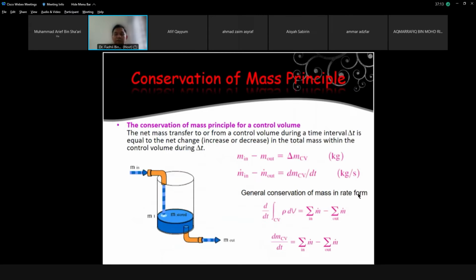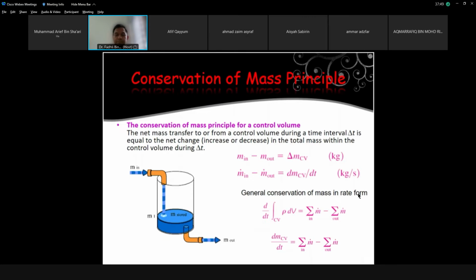Okay. Still in conservation of mass principle. So here m dot equal to m dot in equal to m dot out. This is for the case of single inlet and single outlet. If you have multiple inlets or outlets, then we need to apply the last equation there. You can see on your screen, sigma in m dot equal to sigma out m dot.